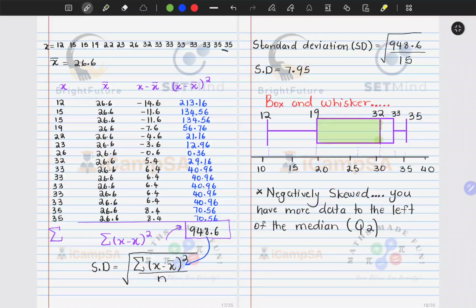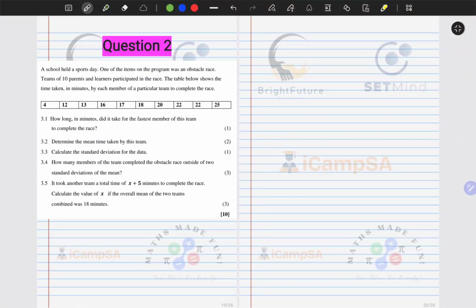And the teacher will be so proud of you. Okay, I hope that you understand. If you do, let's go and have a look at the next question.